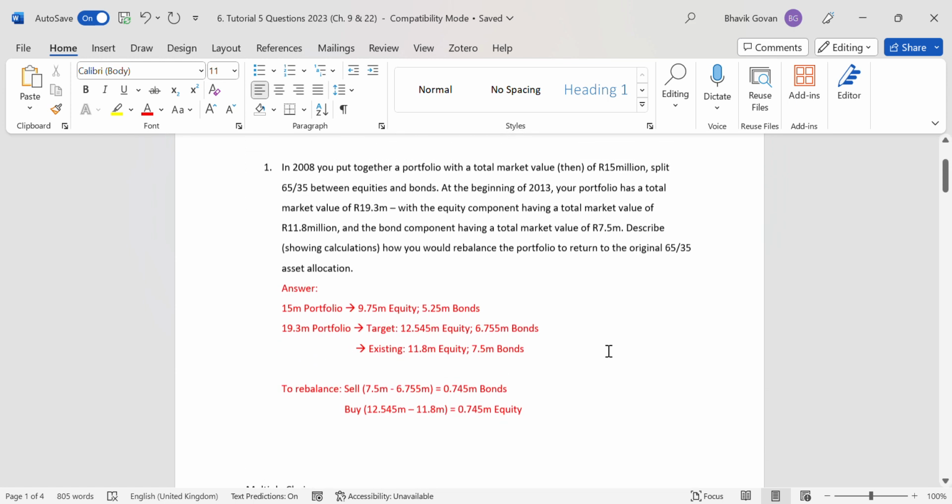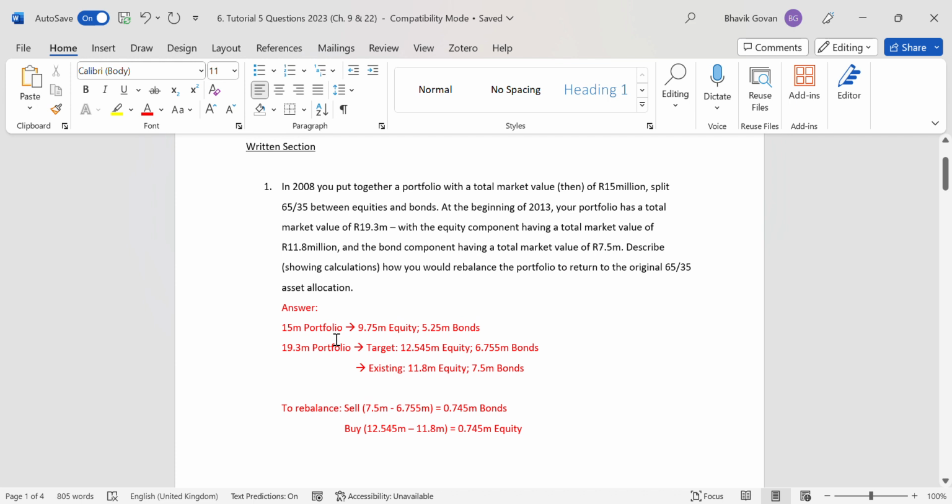So this is basically the answer. We've got our 15 million Rand portfolio, split 65 to equity, 35 to bonds. And then a few years later, in 2013, this portfolio has now become 19.3 million. So the target split would be this, so 12.5 in equity and 6.7 in bonds. But what it currently is at, it's currently sitting at is 11.8 in equity and 7.5 in bonds.